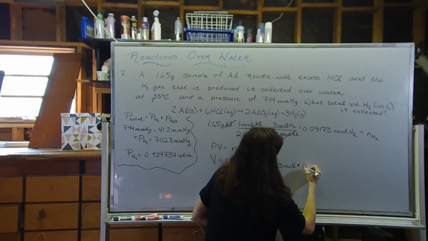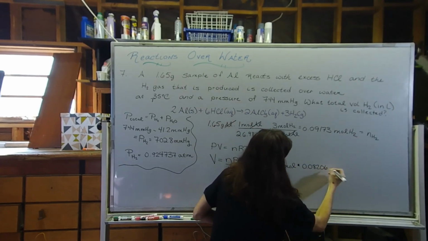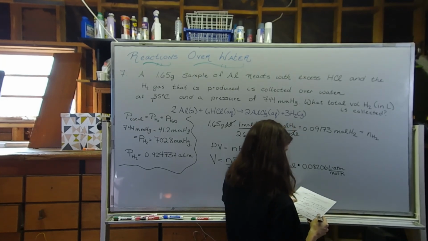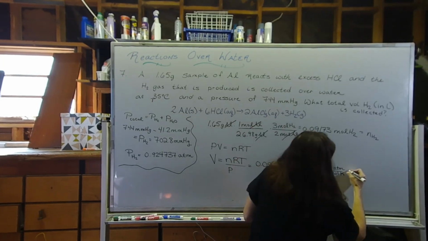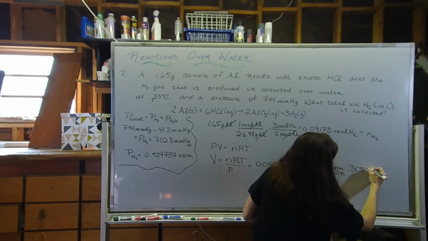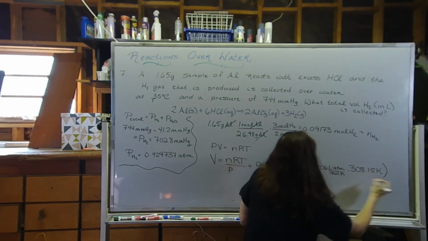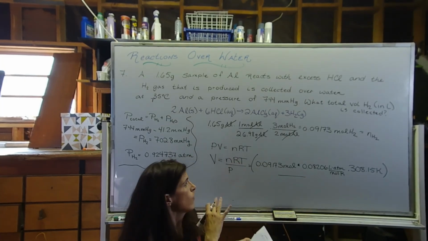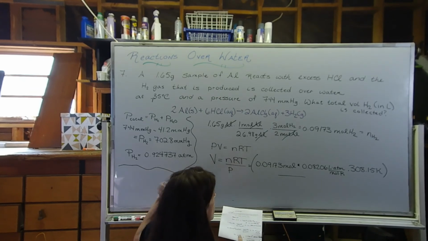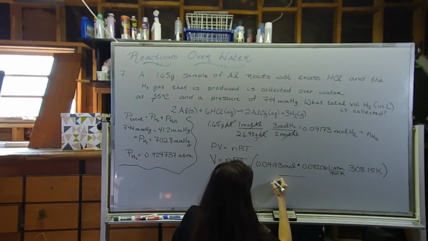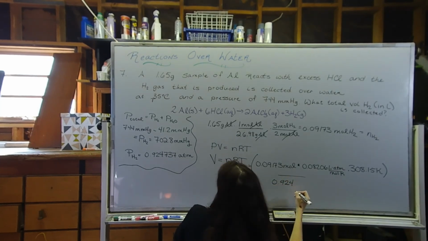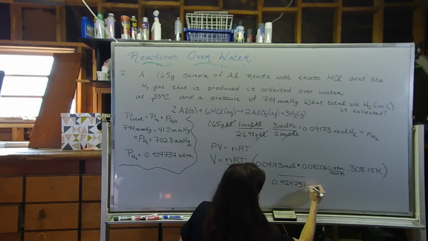R, and temperature. When I convert it over to Kelvin, my temperature wound up being 308.15 Kelvin. Big set of parentheses around the top. And then make sure you're grabbing that correct partial pressure, right? You just want to account for the hydrogen. You don't want to have the water in there as well. So 0.924737 atmospheres.